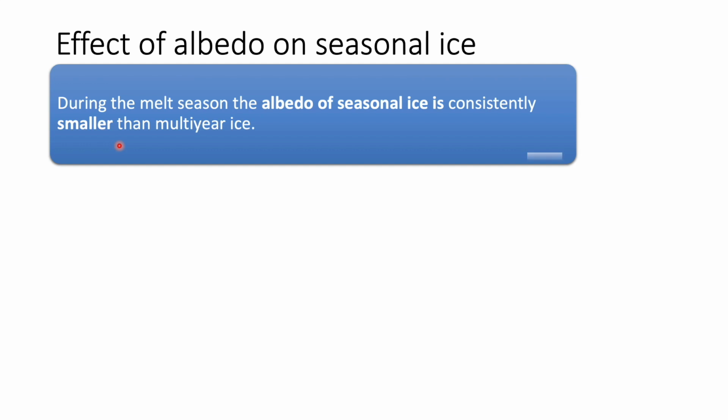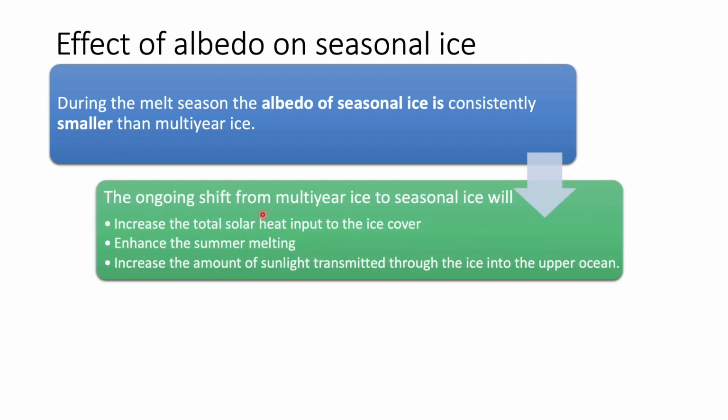They do absorb some of the light. So when they absorb the light, what will happen actually is they start melting slowly. That is the reason that leads to the pond formation when we have the seasonal ice. So there is an ongoing shift from multi-year ice to seasonal ice. If it happens, this will increase the total solar heat input to the ice cover.